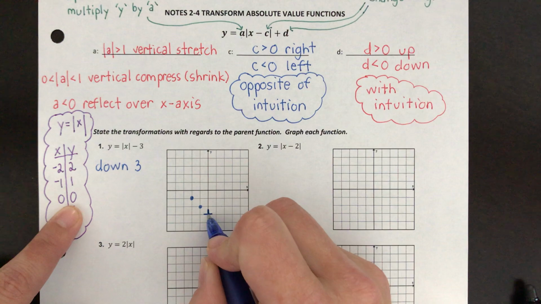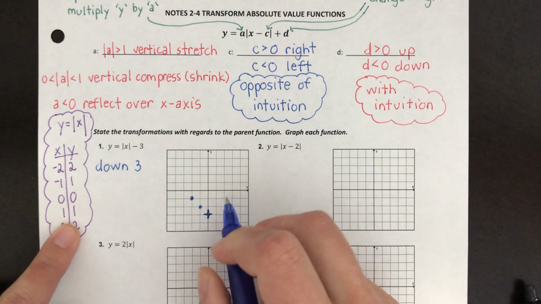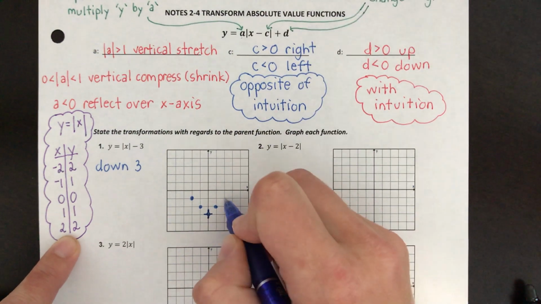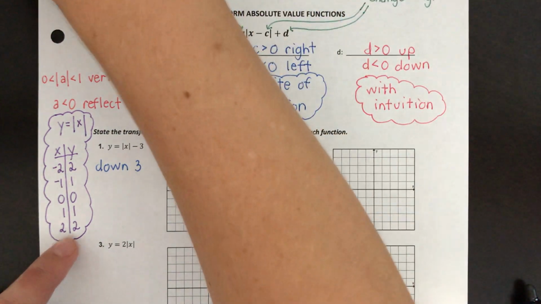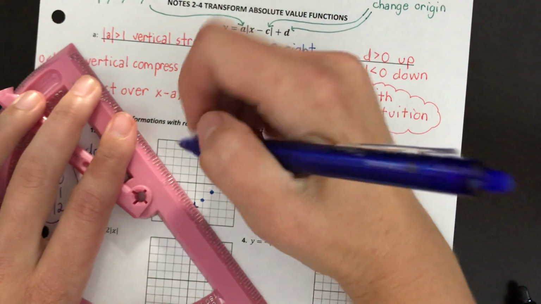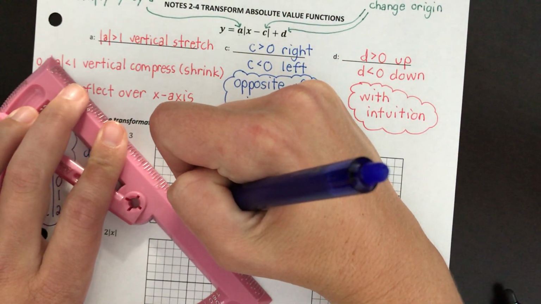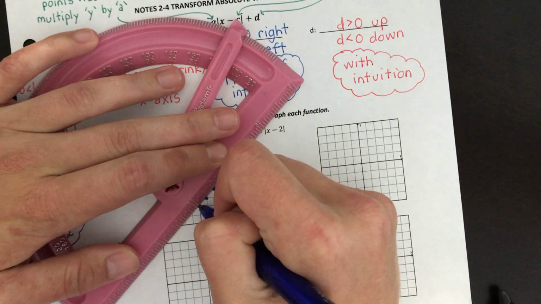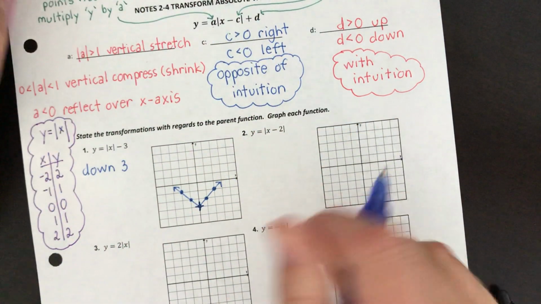From my new origin, I'm going to plot a point on my origin. And then from my new origin, right 1, up 1. And then lastly, right 2, up 2. Remember, you've got to include all 5 points. And then, of course, you're going to use your straight edge, arrows on both ends. And that's literally it. That's not too bad yet, right?